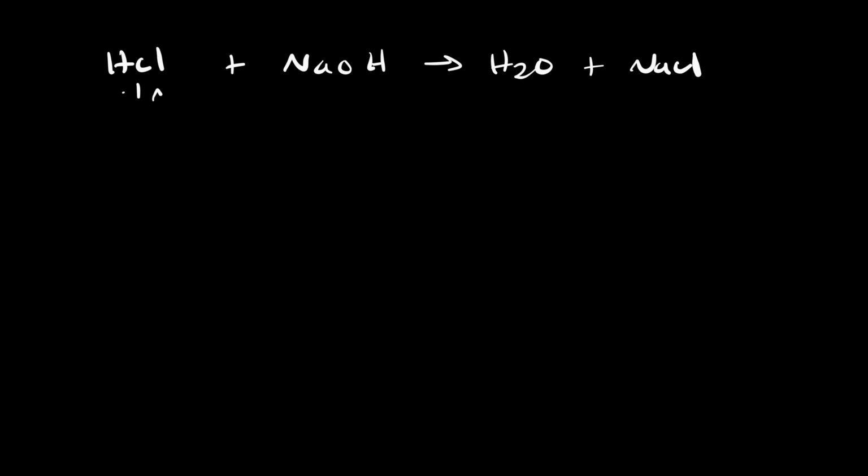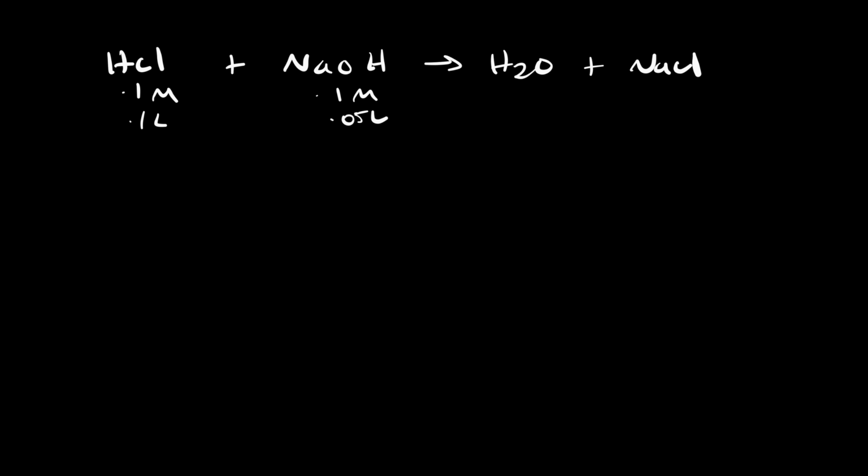A problem might ask you, what happens when HCl plus NaOH combine to create water and salt? Well, what would the pH be? And so what we'd have to do here is first figure out the limiting reagent and go from there. So let's say I have a 1 molar solution of HCl with 1 liter. Let's also say I have a 1 molar solution of NaOH, but 0.05 liters.